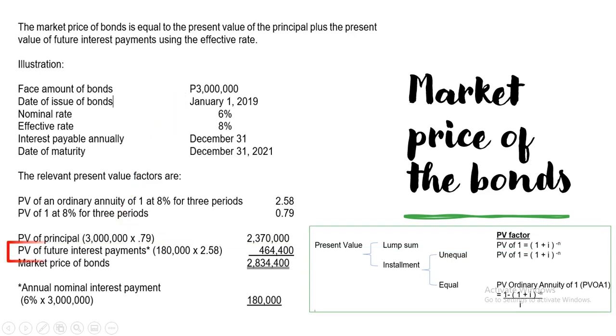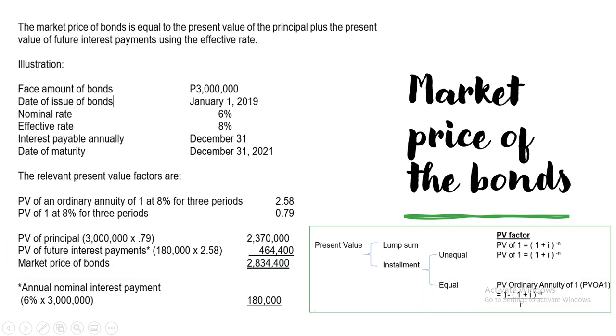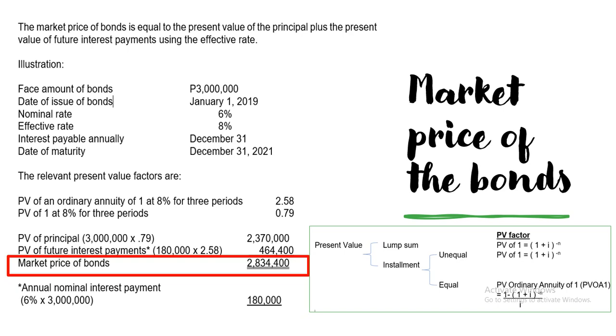Now, for present value of future interest payments, 180,000, which is the annual interest payment. Take note, annual interest payment. So, installment siya. That's why we use present value ordinary annuity of 1. Okay, kasi nga, this is installment and equal basis. Every year, makaka-receive ka ng 180,000. That's why we use present value ordinary annuity of 1. So, add mo lang yung dalawa. That is now the market price of the bonds, yung cost of the bond.